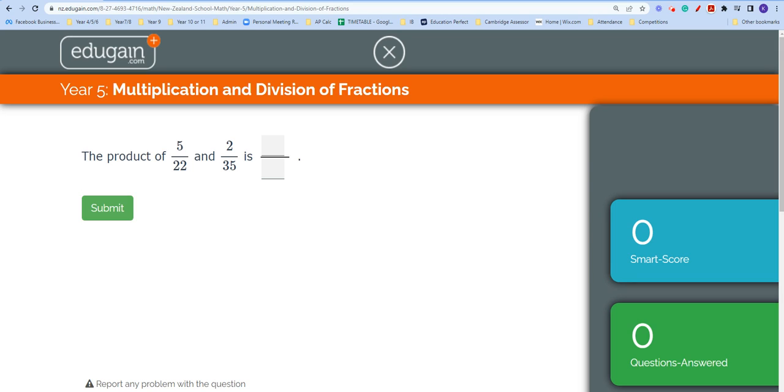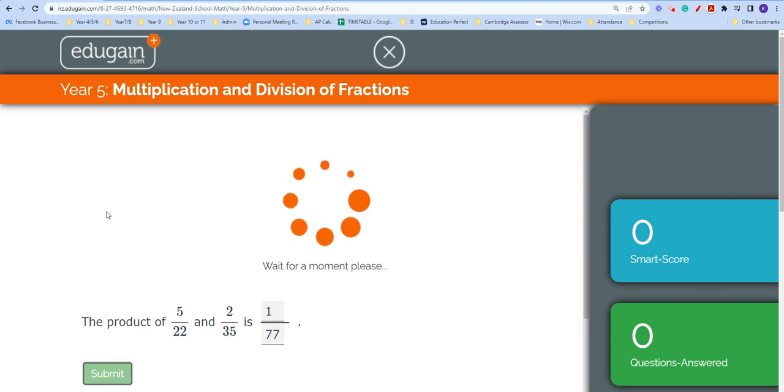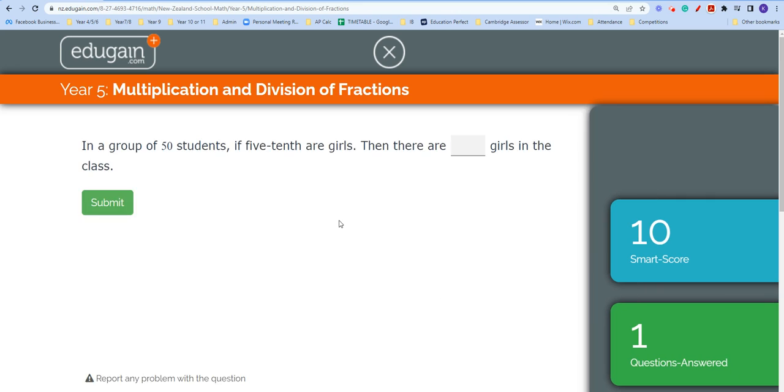And if you get to level 8, when you're done with that, then jump straight to the shared screen and you'll see a question there. 5 over 22 multiplied by 2 over 35. Well done, guys. All right, I've got a suggested answer over here now. I can see it's 1 over 77. I'm going to type it in. Well done if you got 1 over 77.